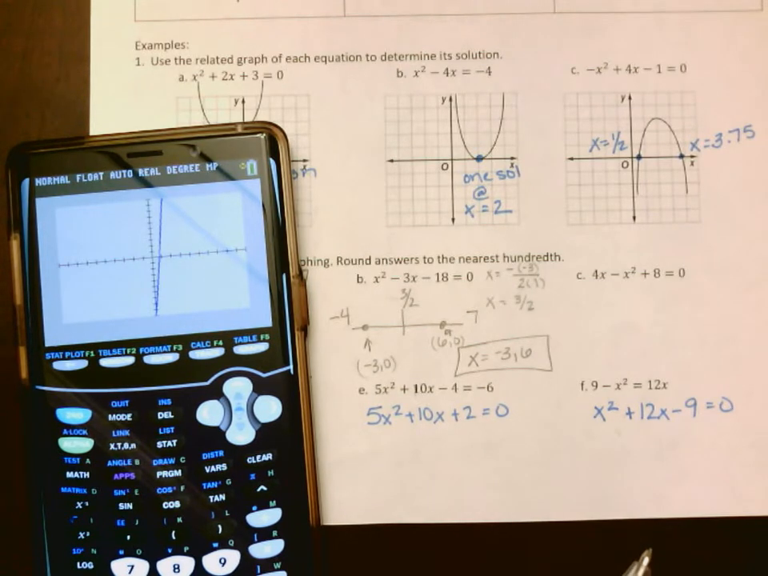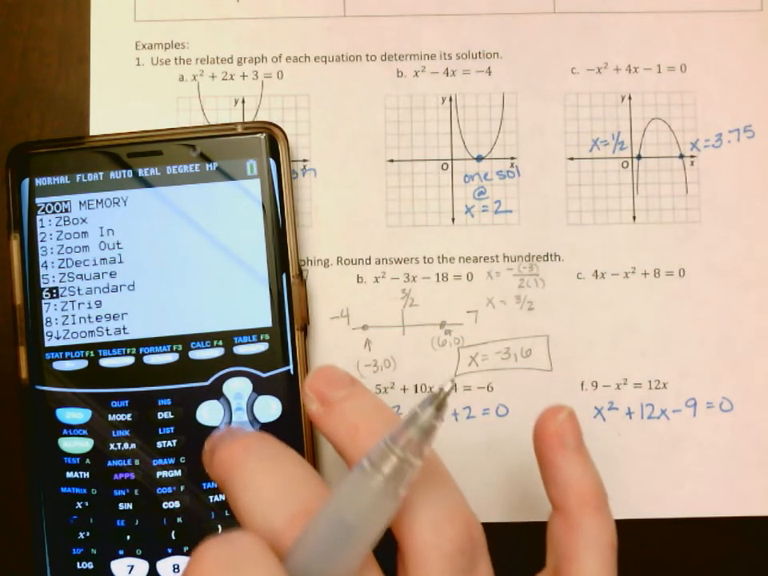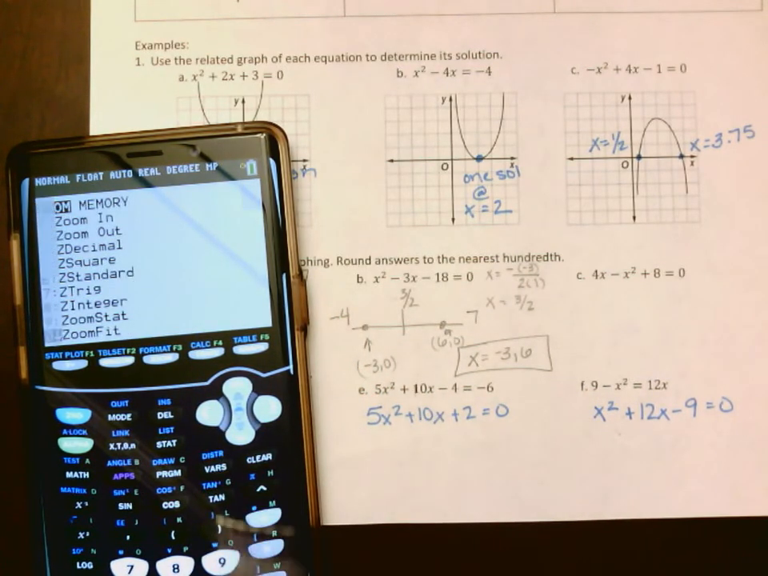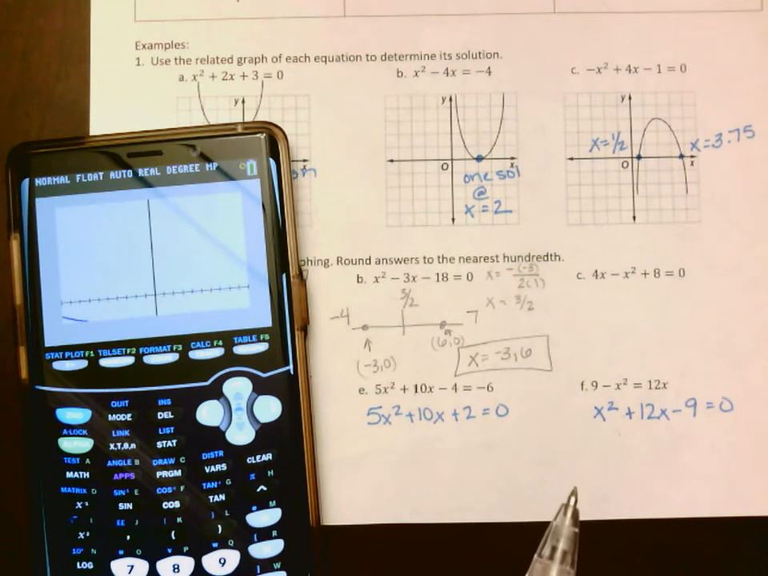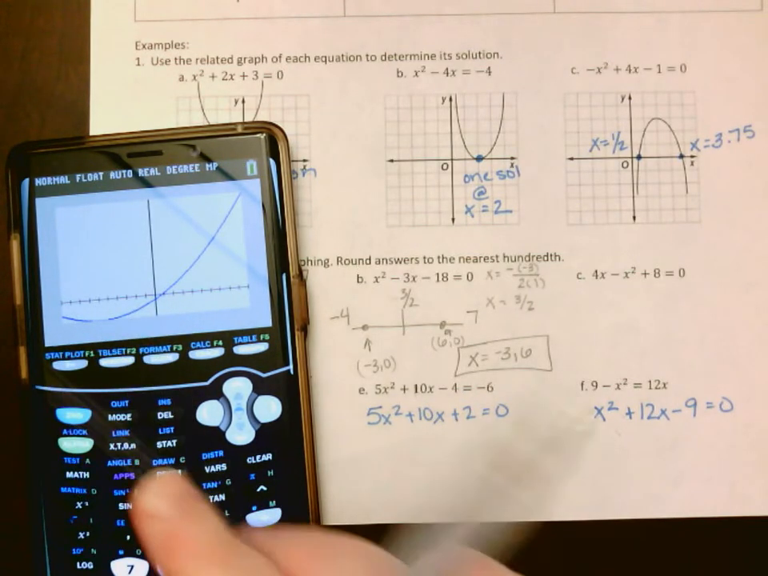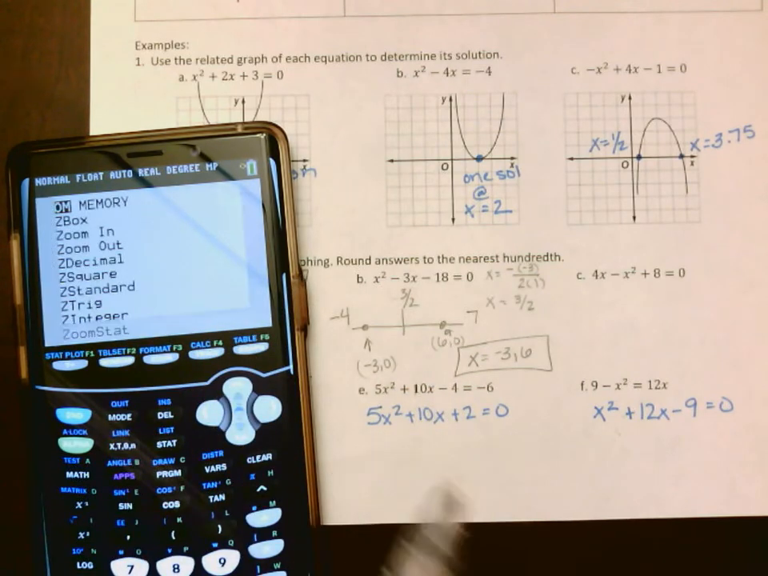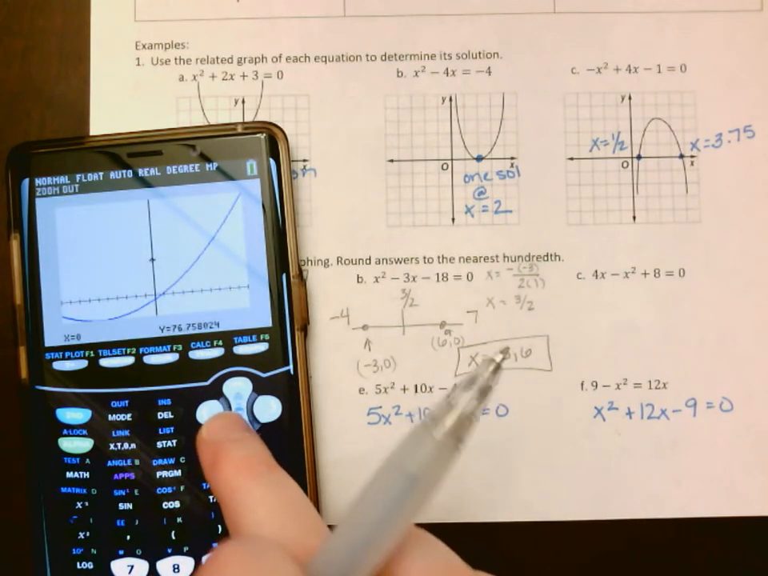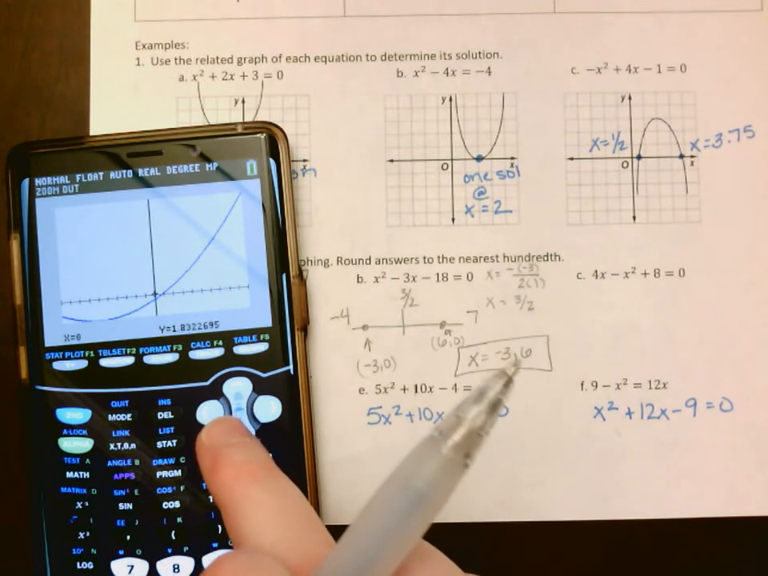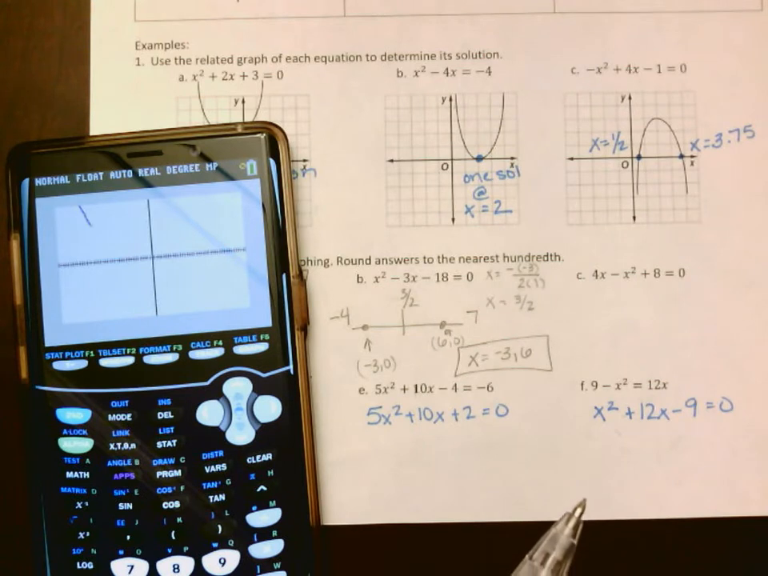So I see one line, but I don't see everything, so I'm going to hit zoom, and I'm going to go down until I find zoom fit. So I can see I have a solution, but I don't have both my solutions. So I'm going to hit zoom out again. So I'm going to hit zoom out 3. I'm going to arrow down to where it's at 0, 0. So now I can see things.